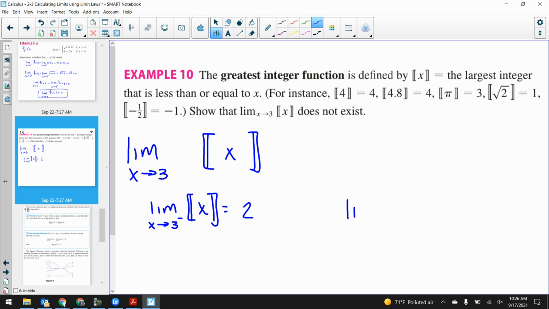The limit as x goes to 3 from the positive direction of this thing, what would that be? 3, 3.5 goes to 3. 3.4 goes to 3. 3.1 goes to 3. 3.01 goes to 3. It always reverts back down to 3. So I just showed right there that the limit does not exist.